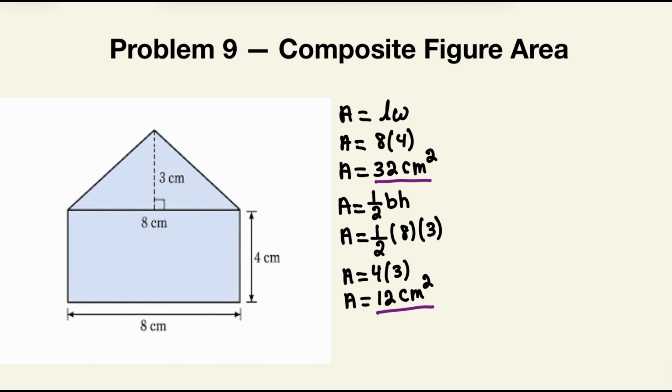Okay, so now another thing I want to point out is that we have to find what the total area of the composite figure is. So that's where we add both together. So we add the area of the rectangle and the area of the triangle. So 32 plus 12 equals 44. So the area is 44 squared centimeters, and that is the final answer.